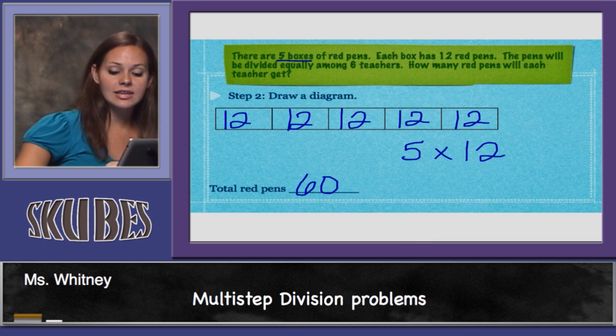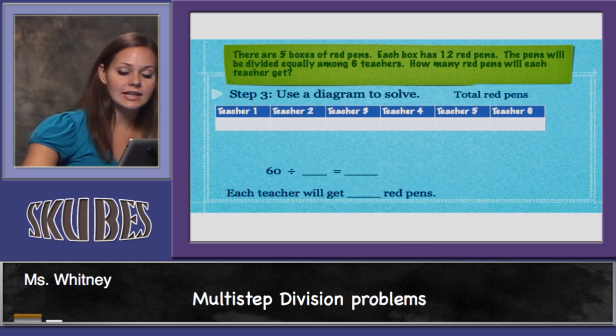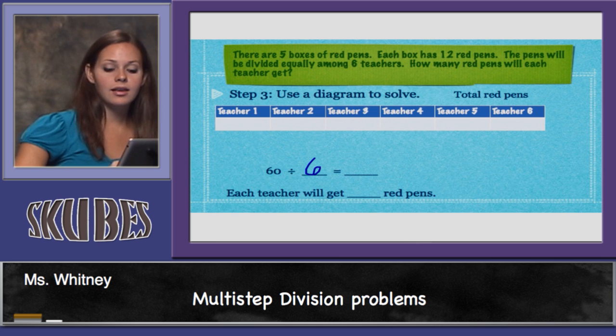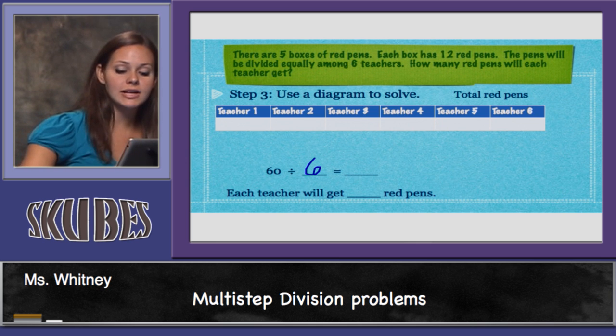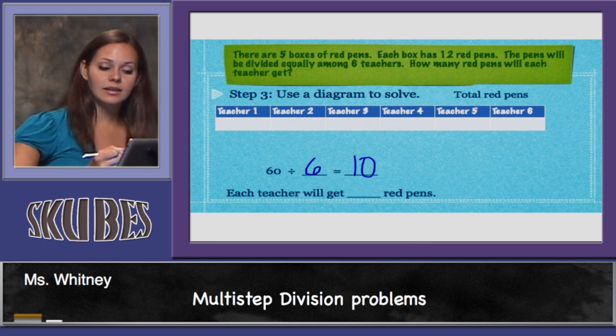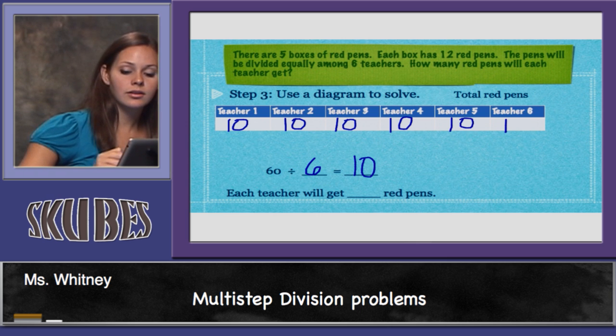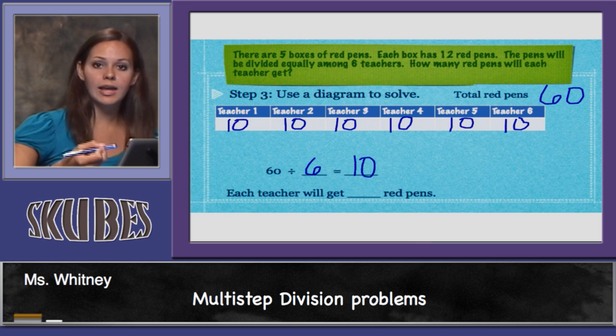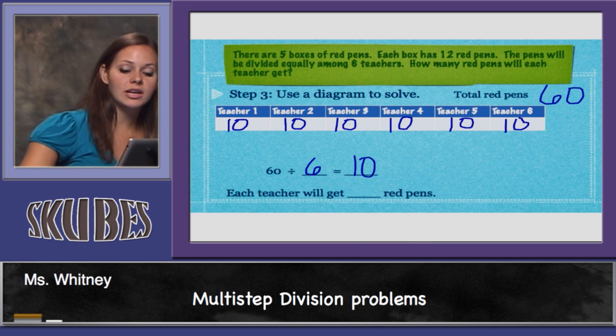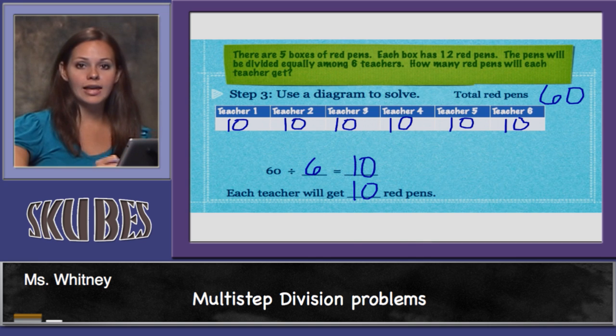Now I need to divide these equally among the 6 teachers. So 60 divided by the 6 teachers, I know that 60 divided by 6 is equal to 10. So each teacher will get 10 red pens, which totals our 60 red pens that we began with. So each teacher gets 10 red pens.